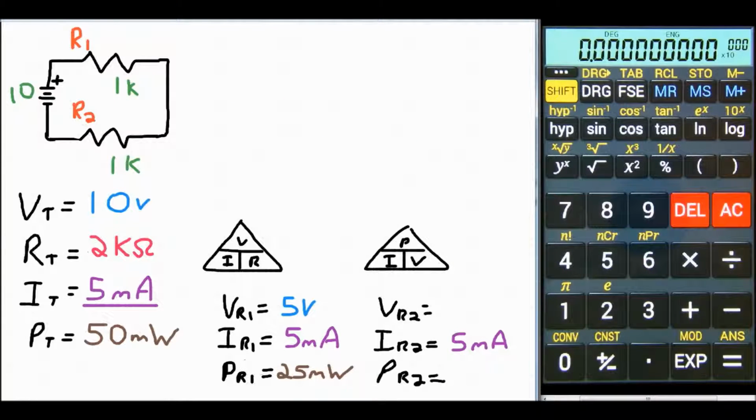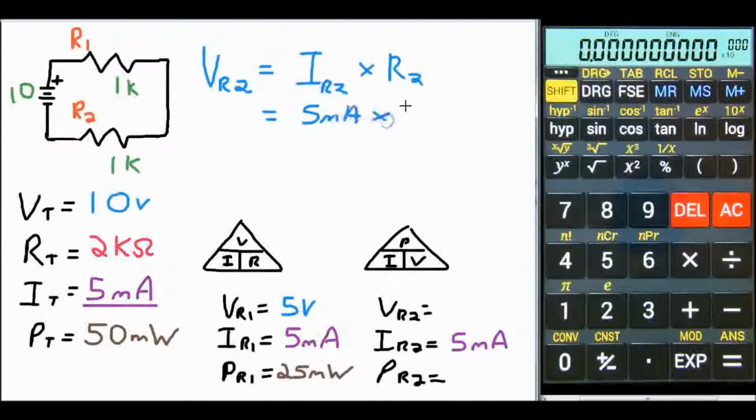Now it's time to go on to resistor 2. So when we look at resistor 2, to find voltage, it is current times resistance. So VR2 is equal to IR2 times R2. IR2 is 5 milliamps times R2, which is 1K ohms.